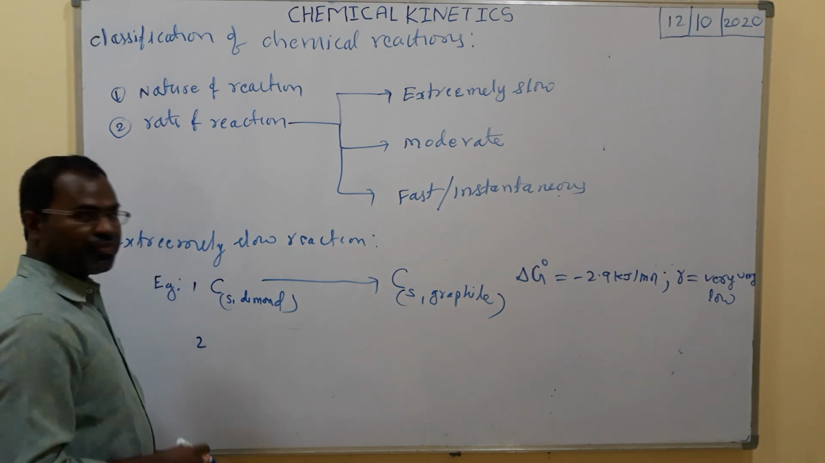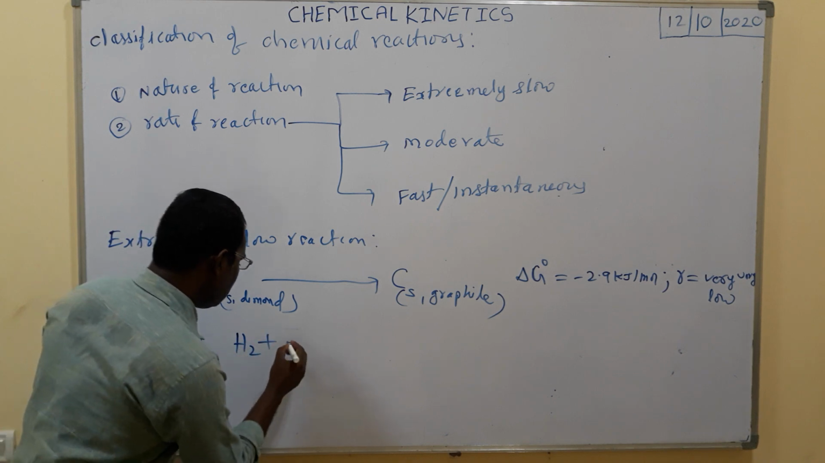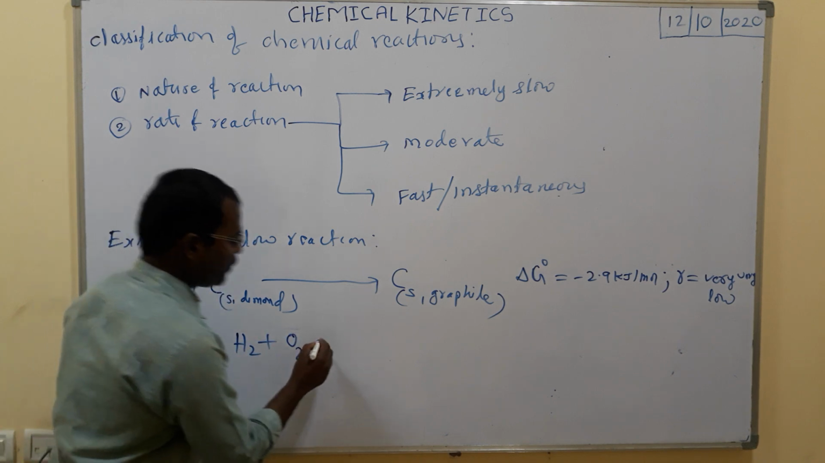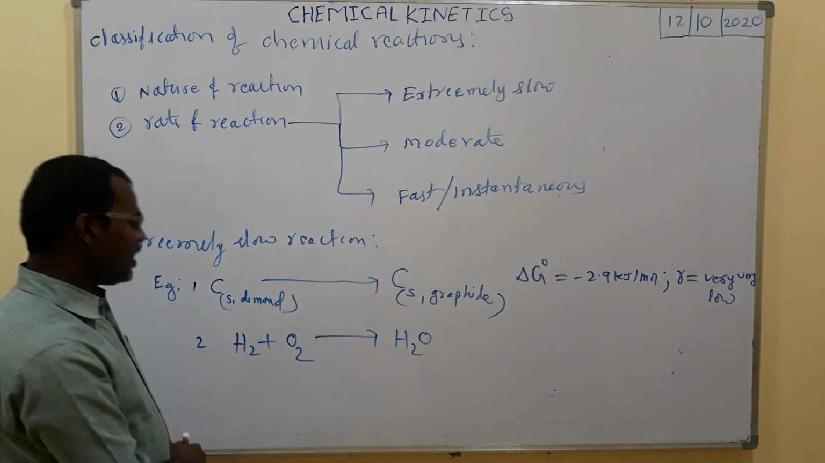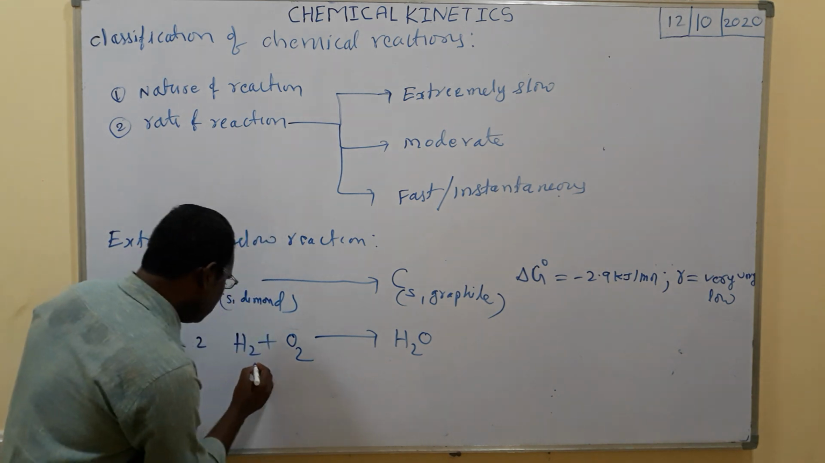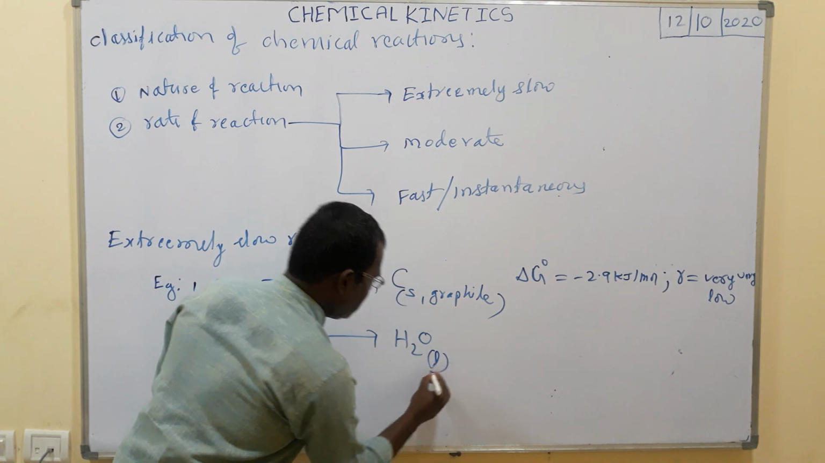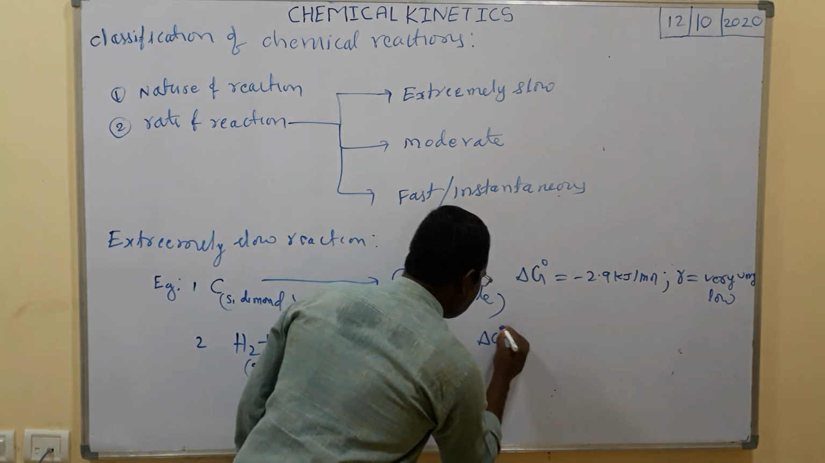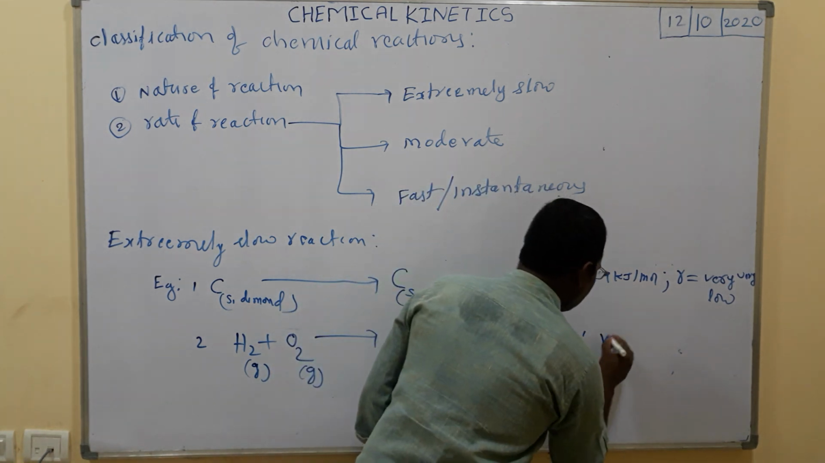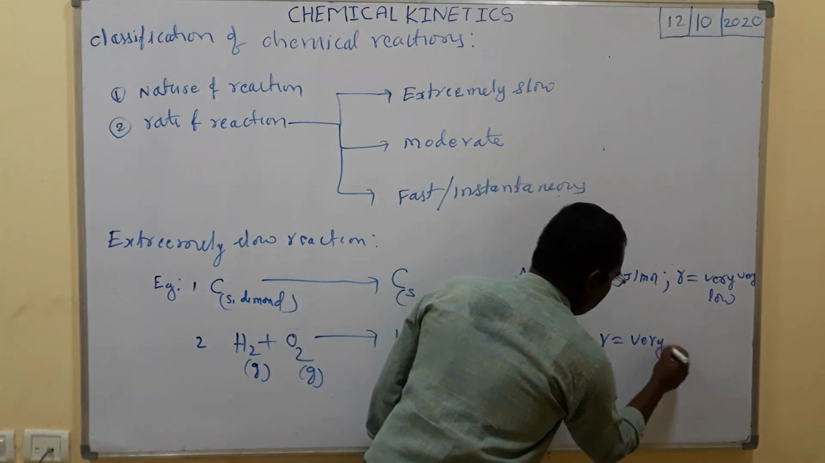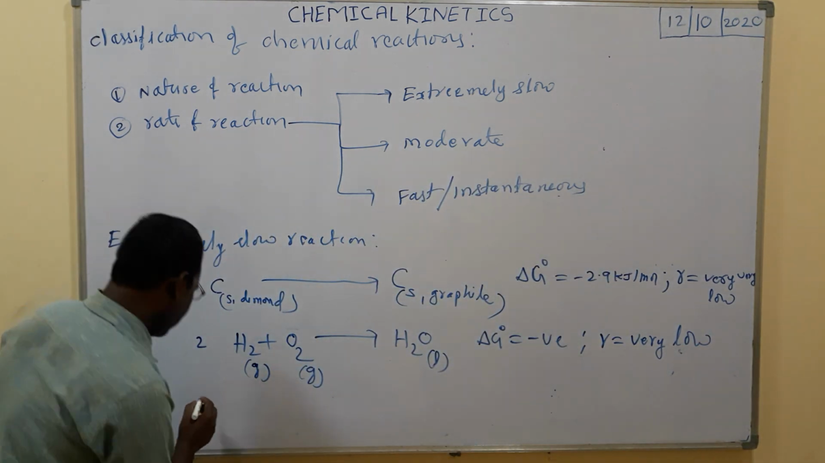Second one is, take the hydrogen and combine with the oxygen, then you can get the water. So this is a gas, this is also a gas, and this is a liquid. For this reaction, delta G naught is negative, whereas the rate is very low. Hence this belongs to the extremely slow reactions.